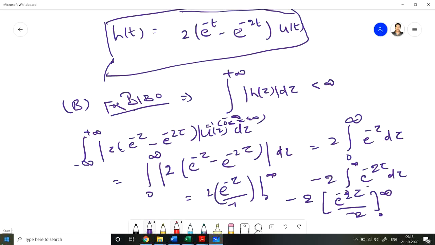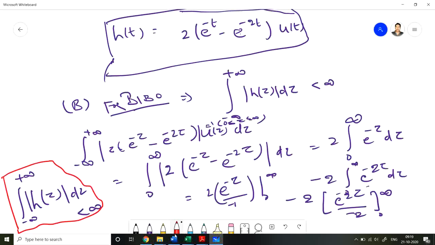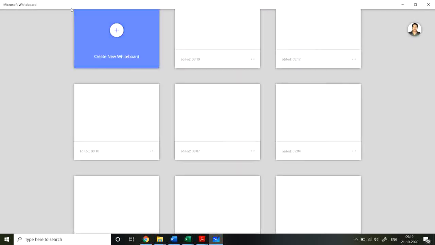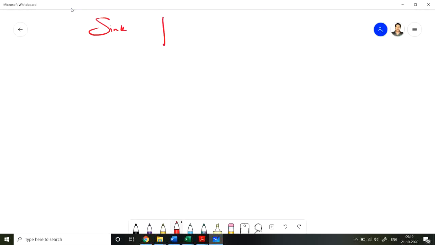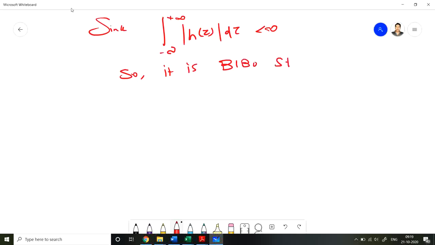If we solve this, we will find that the integral from minus infinity to plus infinity of modulus of h(tau) d tau is less than infinity. Since it is less than infinity, it is a BIBO stable system.